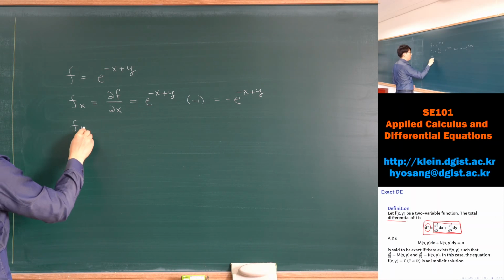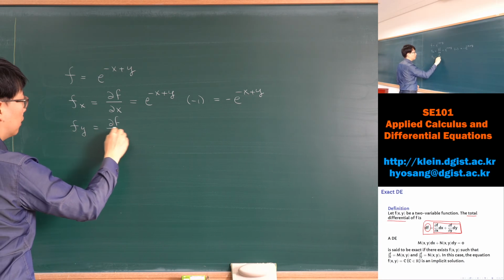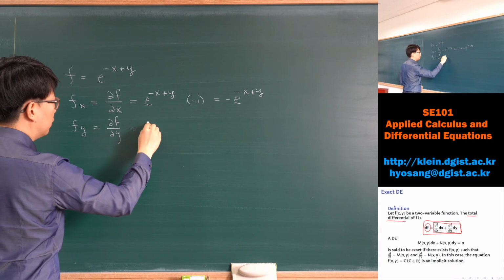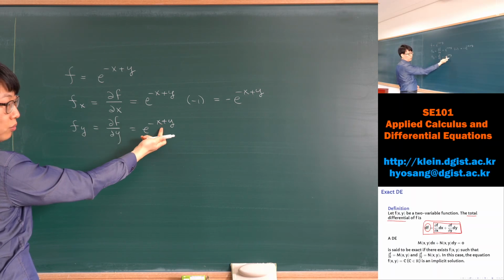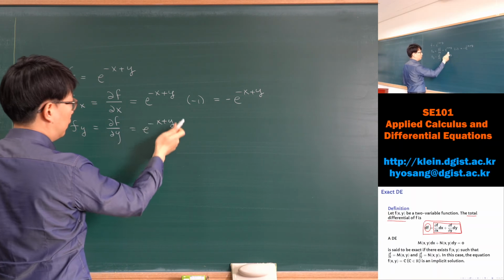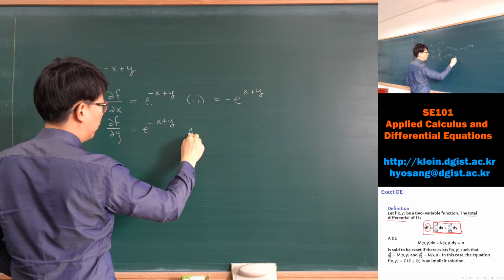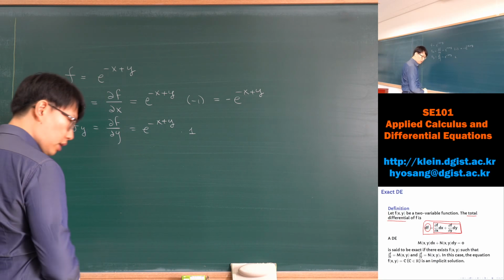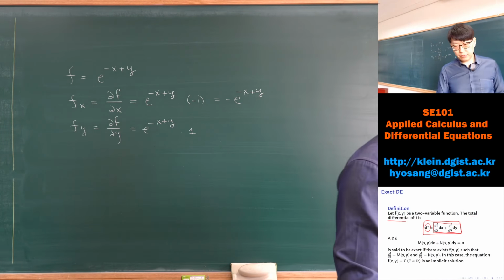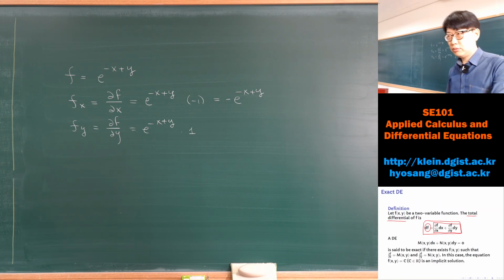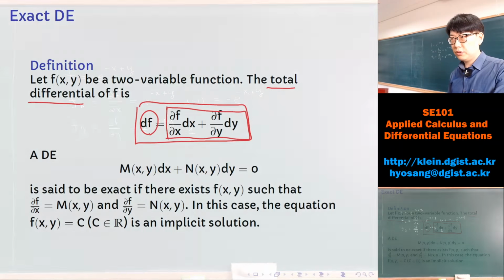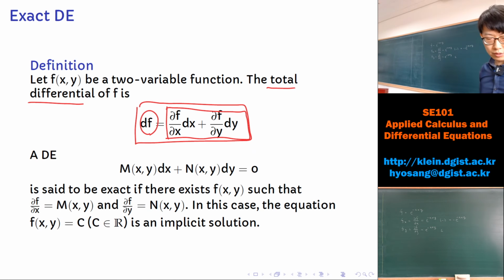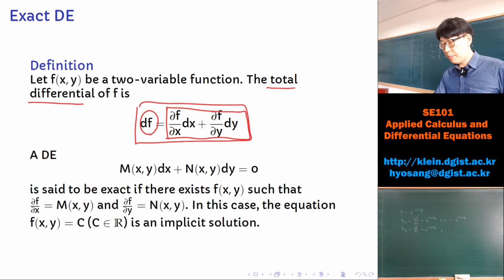And what about f_y? This is simply e to the minus x plus y. We consider the whole thing as a function of y, and when you take the derivative of the exponential, you get 1. Okay? So that's a very simple way to take a partial derivative. This does not tell you the exact definition of partial derivative because we are going to learn that next semester in the multivariable calculus course.